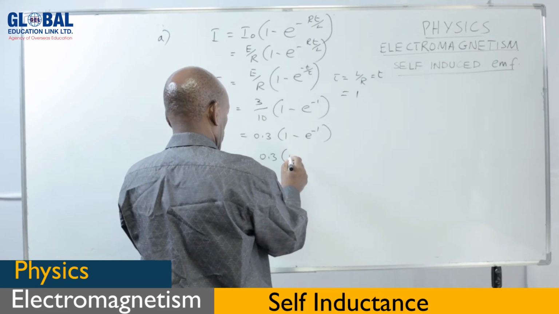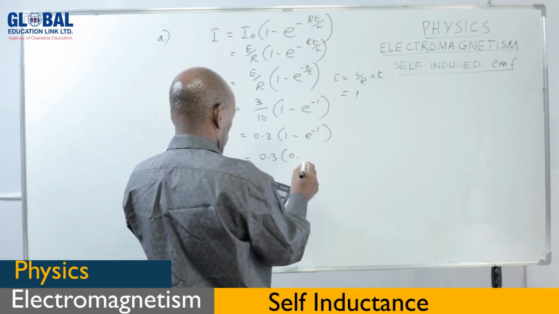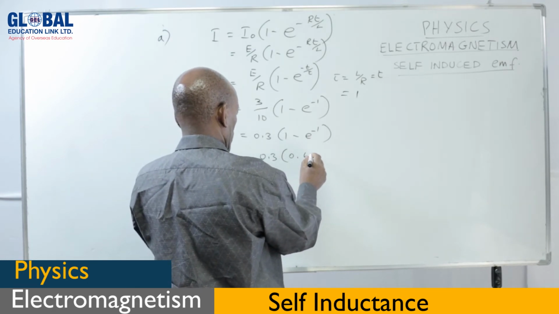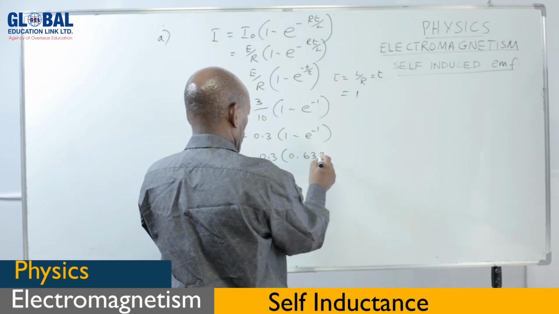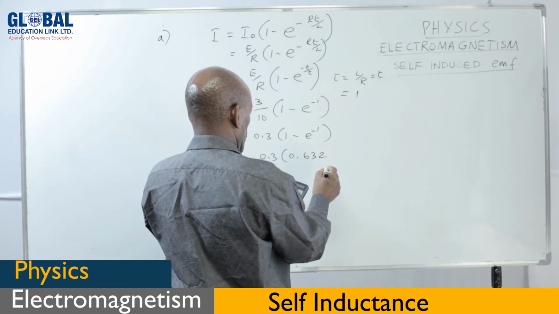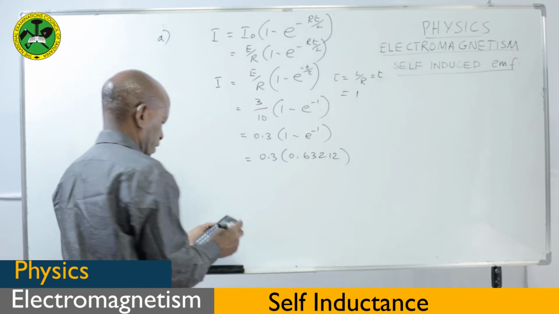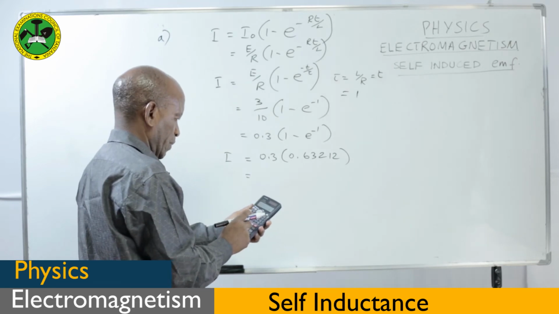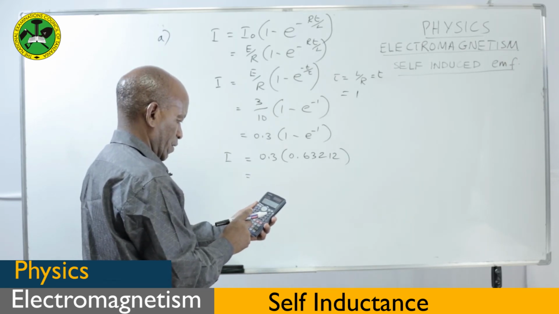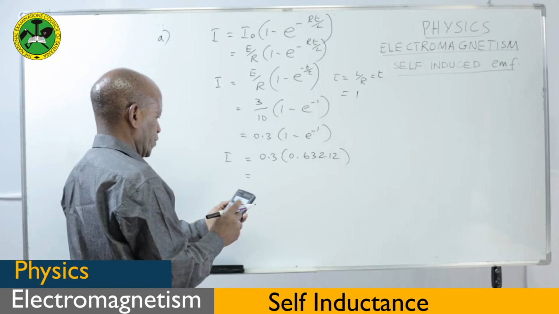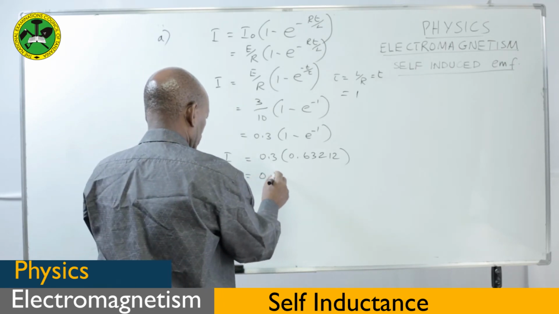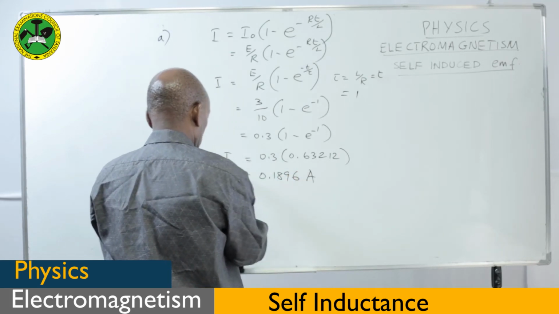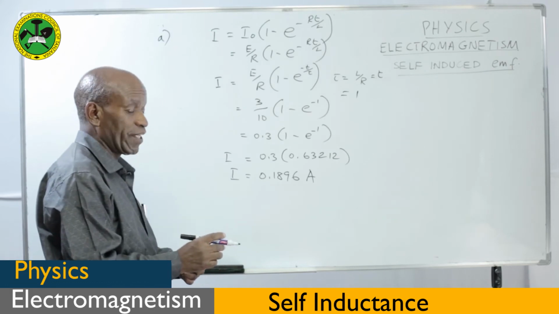This will just be equal to 0.63212 using your calculator. And therefore, the current I, if you compute, you will just have to multiply by 0.3, and you get 0.1896 amperes. So this is the current which is flowing in the circuit.